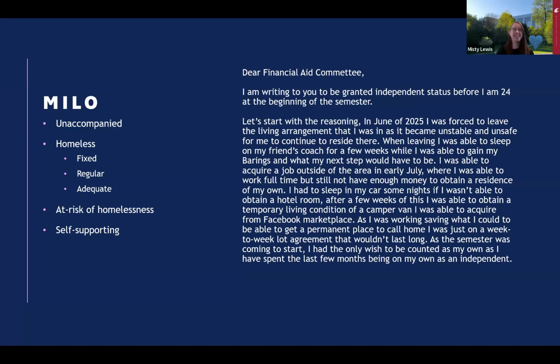Is it regular? No, it's not. There you go. So they would be unaccompanied homeless because it's not fixed. It's not regular. It's likely not adequate because of camper vans and a little bit of couch surfing. So the student would be considered an unaccompanied homeless youth.